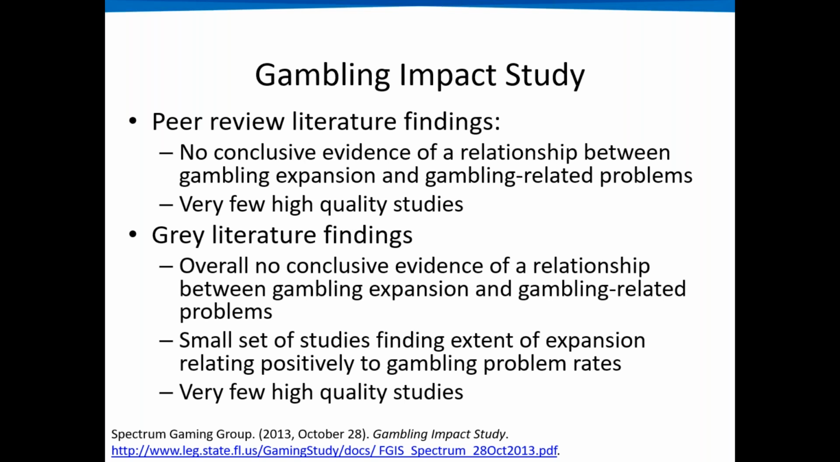Similarly, findings were mixed for the gray literature. The majority, mostly state reports, found no significant changes in gambling problems after expansion. There was some preliminary evidence that the extent of expansion related positively to gambling problem rates, but the set of studies was too small to draw any strong conclusions.